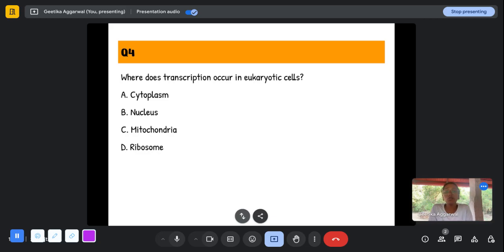Okay, next question. Where does transcription occur in a eukaryotic cell? So, what is the location where transcription occurs in eukaryotic cells? Is it the cytoplasm, nucleus, mitochondria, or the ribosome? So, the correct answer to this is the nucleus, as you might already be aware. As we discussed, eukaryotic cells have compartmentalization, and transcription, which is the formation of mRNA from DNA, happens inside the nucleus.